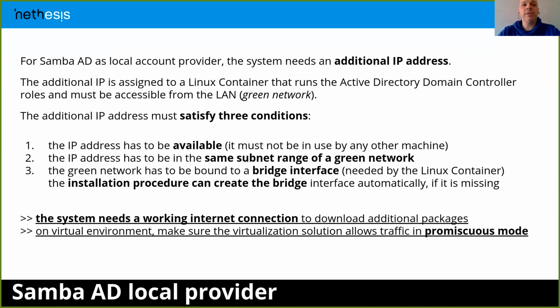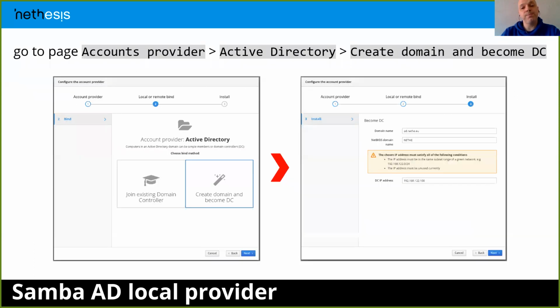Samba Active Directory runs inside a Linux container which uses a virtual network interface bridged to a network interface of the system. The virtual network interface has to be visible inside the physical network, but often virtualization solutions block ARP traffic. As a result, the Samba Active Directory container is not visible by LAN hosts. When installing in a virtual environment, make sure the virtualization solution allows traffic in promiscuous mode.